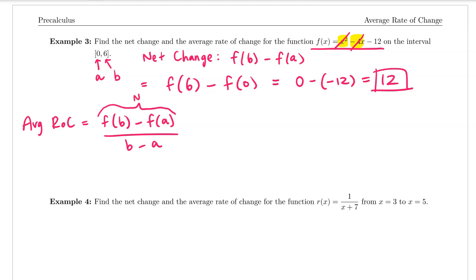And remember, f of b minus f of a is the net change, which we just got done calculating. So in the numerator, I'm just going to go ahead and put 12, and then b minus a would be 6 minus 0, or just 6, and this is going to end up equaling 2. So our net change in this example is 12, and our average rate of change is 2.